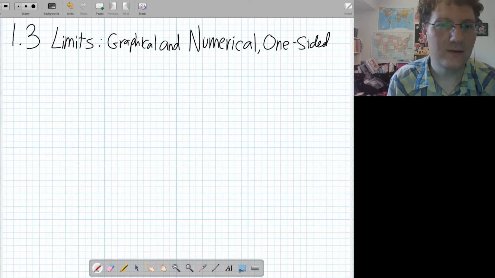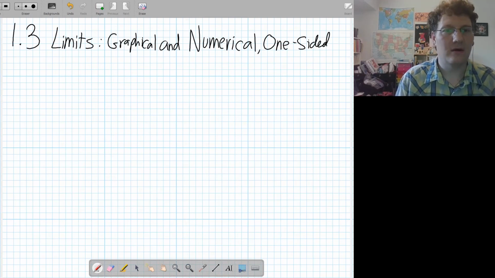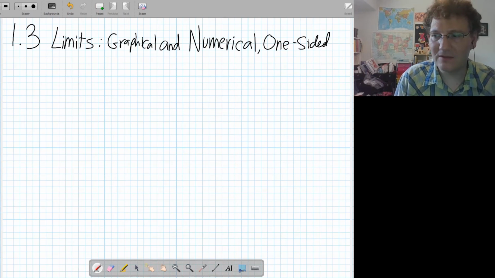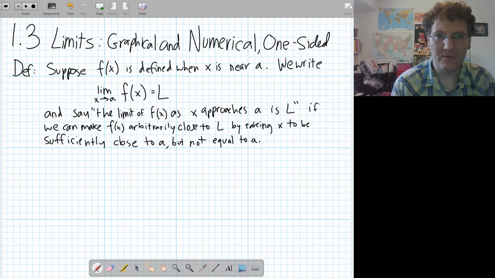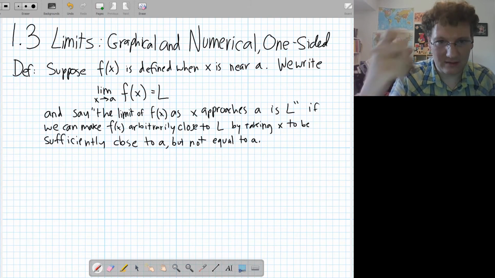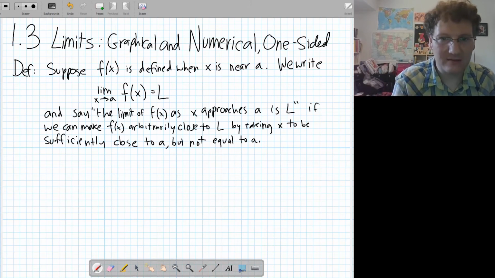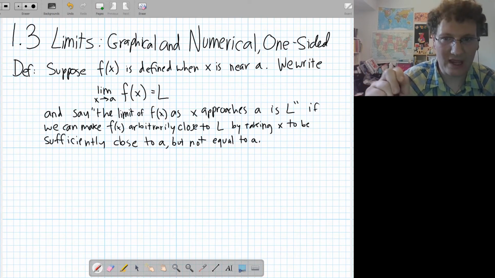All right. Today we are introducing the foundational idea of calculus, really, the limit. And so we're going to start with the definition. The definition is, suppose f of x is defined when x is near a, some number a. We write that the limit of f of x as x approaches a is L. That's how this is read.